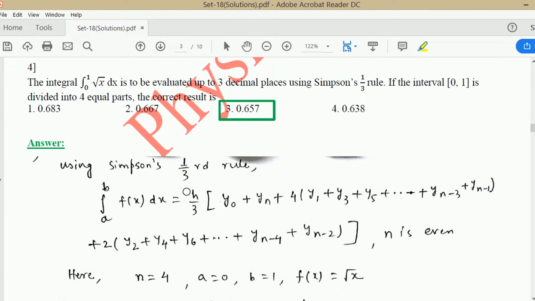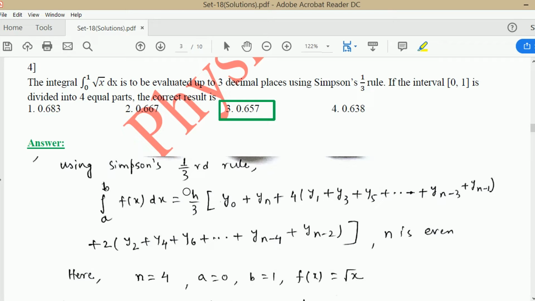Moving on, question number 4. The integral from 0 to 1 of root x dx is to be evaluated up to 3 decimal places using Simpson's 1/3 rule. If the interval 0 to 1 is divided into 4 equal parts, the correct result is.